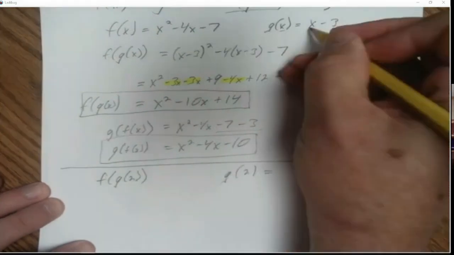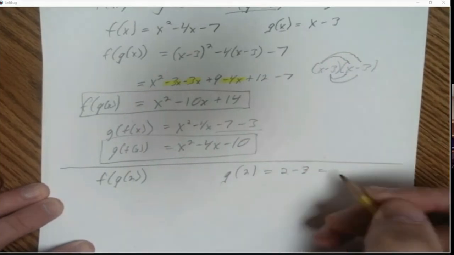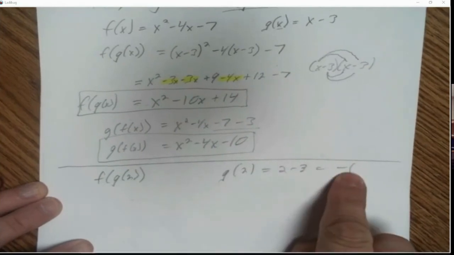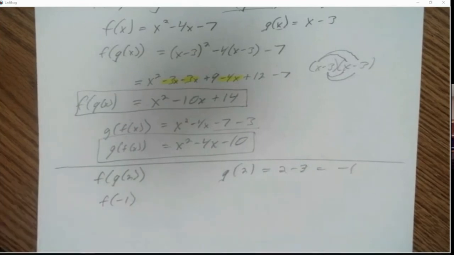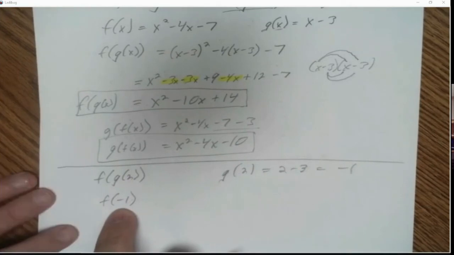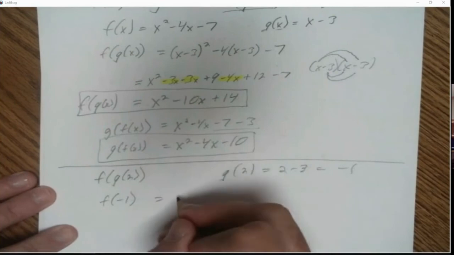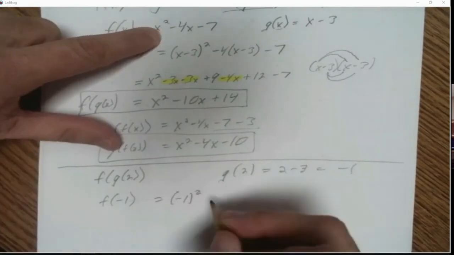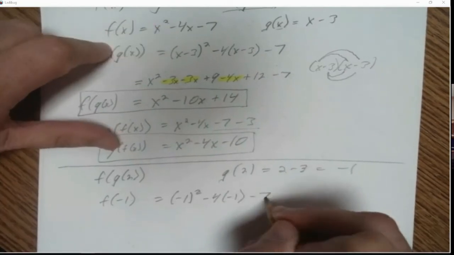So g of 2 is 2 minus 3. And 2 minus 3 is negative 1. So g of 2 is negative 1. So that means we just need to find f of negative 1, because that's what g of 2 equals. So we just take f of x, and instead of x, we put in a negative 1. So that equals negative 1 squared minus 4 times negative 1 minus 7.